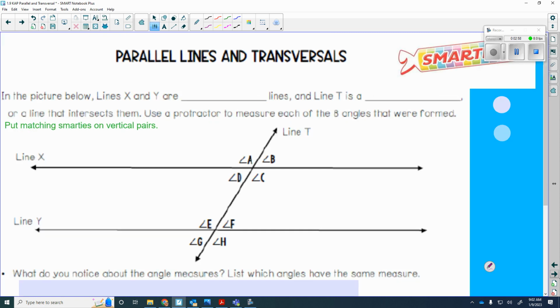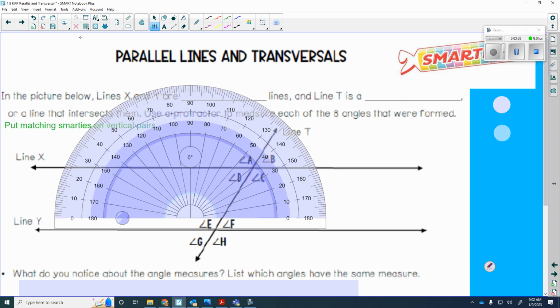Okay, today we are moving on to parallel lines and transversals, okay? You have some tools in the basket that's on your table. You have a protractor, and then you have some Smarties, which we're going to use in just a second. So the first thing is grab a protractor. Some tables there's enough for everybody. Some tables you have to share.